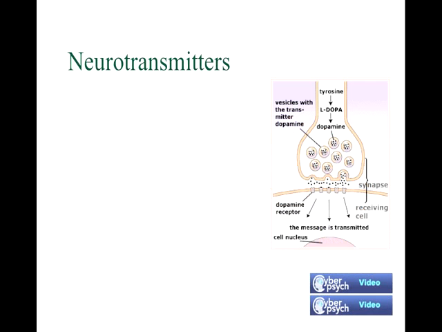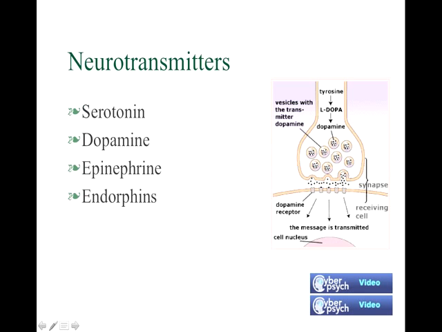So here's another set of pictures. Here's some examples. Here's the little synapse, and then here's the receptors. Some examples: serotonin, which has been linked to schizophrenia and depression. Dopamine's the happy drug, so it's been linked to depression as well. And epinephrine is what your EpiPens are. That's adrenaline. And then just your basic endorphins.